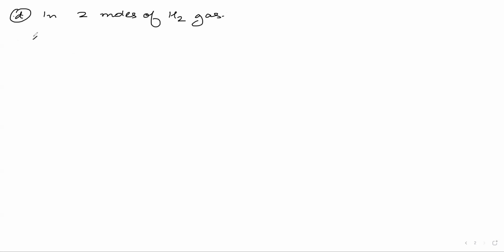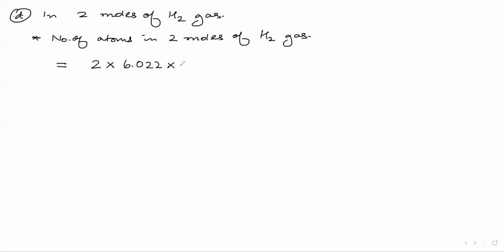First of all, we need the number of atoms in 2 moles of H2 gas. For this, we have to calculate the number of atoms present in 2 moles of H2 gas. It will be equal to 2 into the number of moles, 6.022 into 10 to the power 23. So this will be the number of H2 molecules.